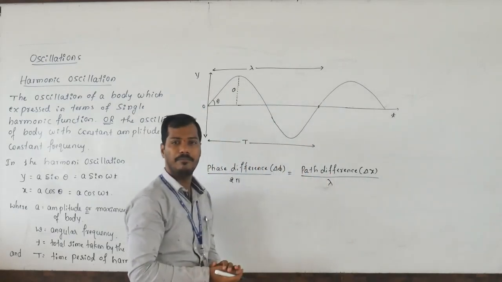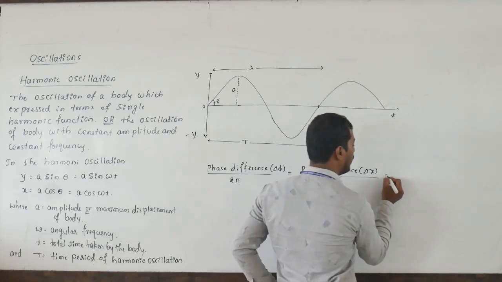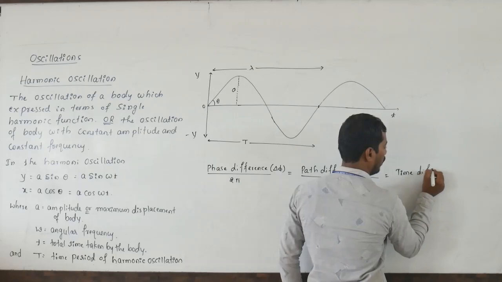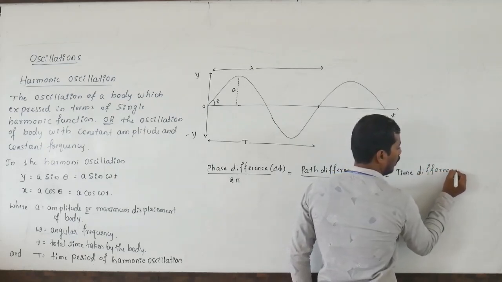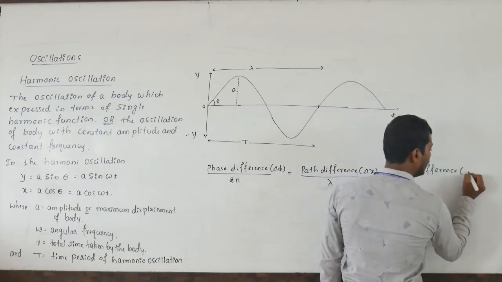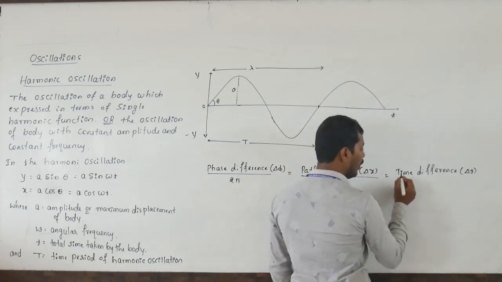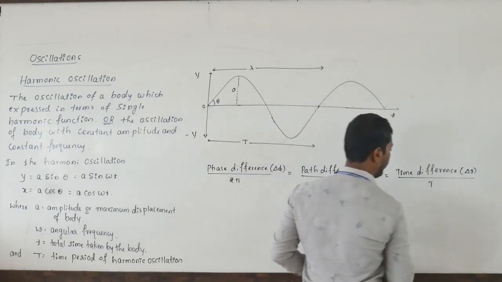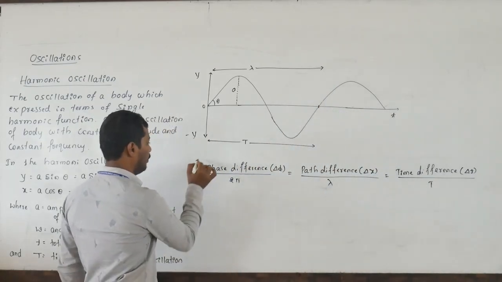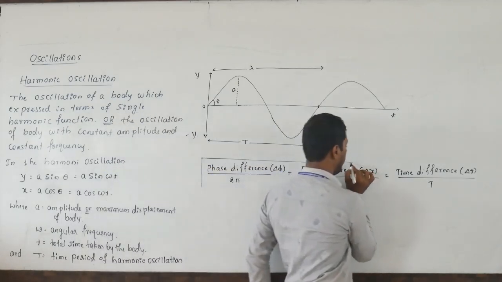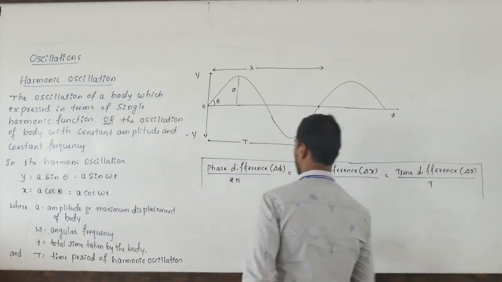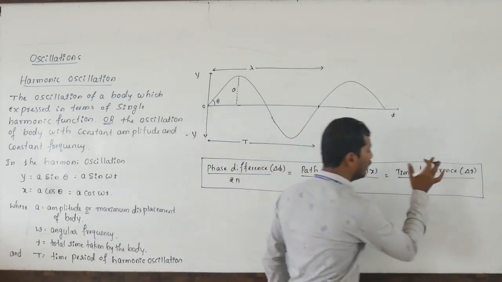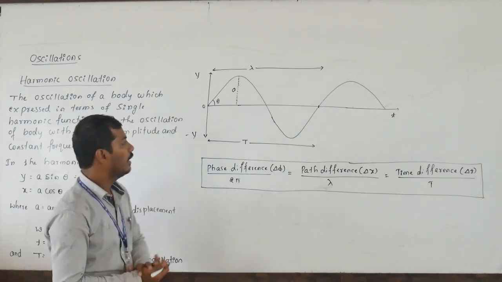Or which equals the time difference, call this delta t, divided by the total time taken for one revolution, that is T. We always have to remember this formula. This formula is very important for the calculation of phase difference, path difference, and also the time difference. It is a very important thing.